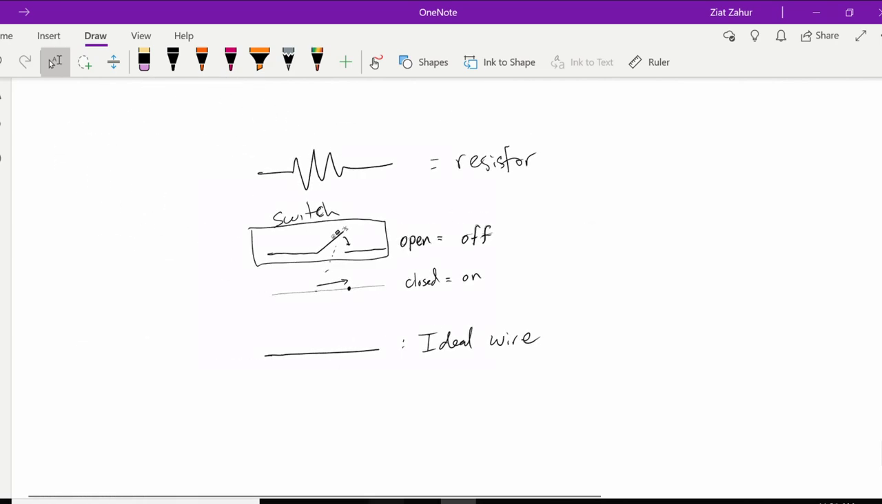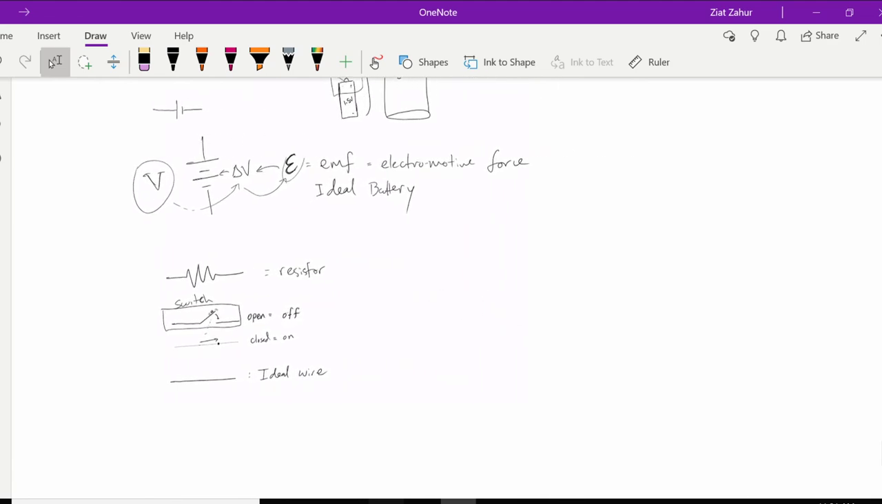So ideal wire, zero resistance. Know your battery symbol: big line, small line. Resistor: squiggly. Switch: the drawbridge. And the wire is just a straight line.